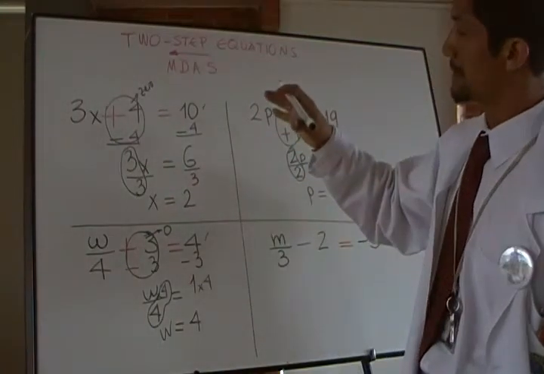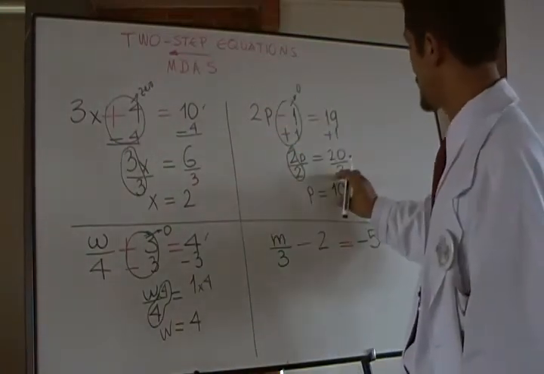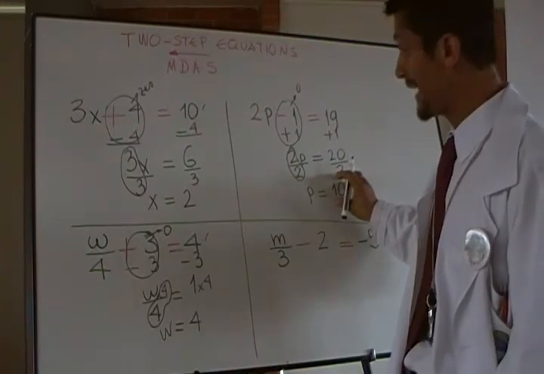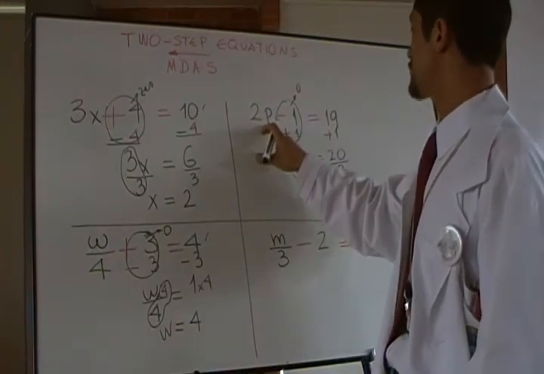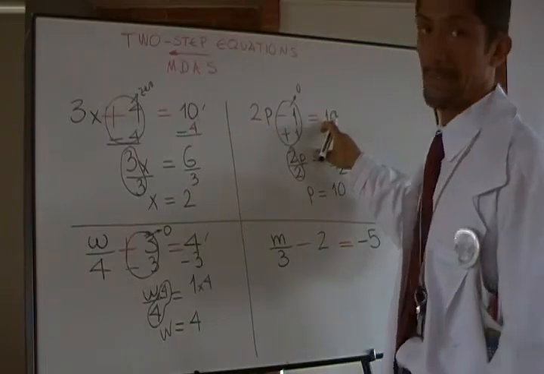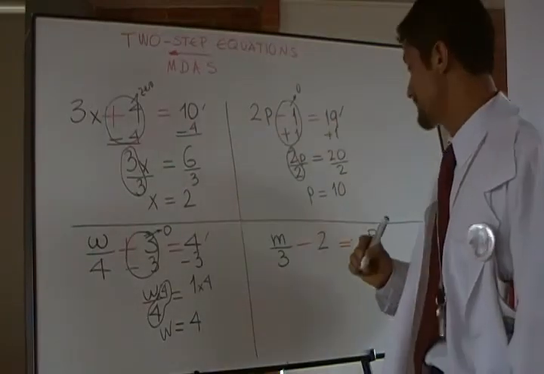Again, just like with the other two examples, if I substitute this value for p, 10, 2 times 10 is 20, minus 1, 19. So the equation checks.